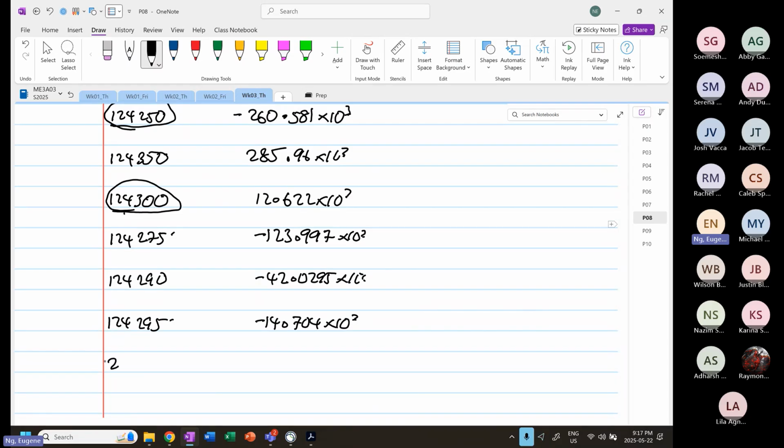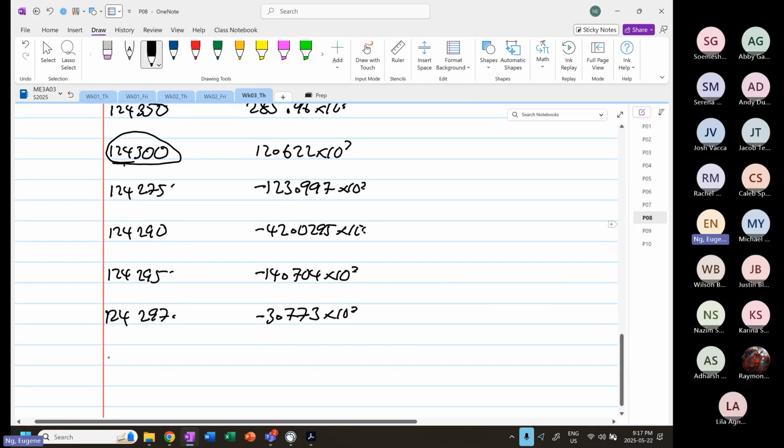So I'm going to go 124,297. Okay, so calculate 124,297. So now the value is 3.773 times 10 to the power 3. And if you want to go any further, 124,298. Now it's positive, 1.691 times 10 to the power 3.